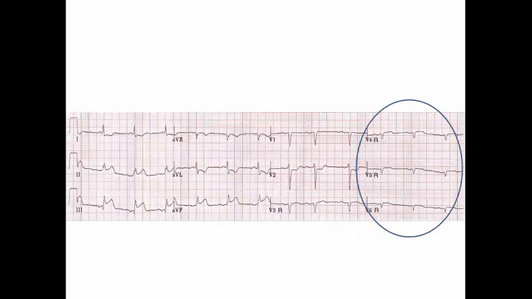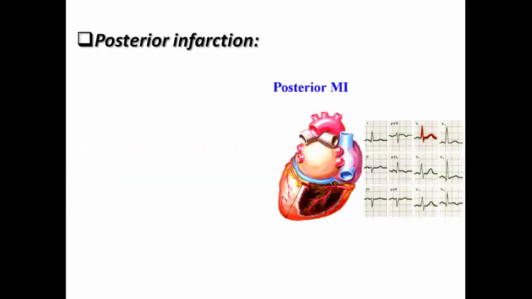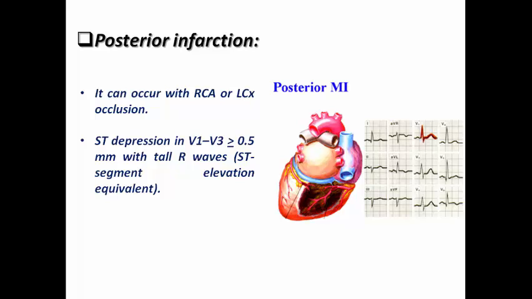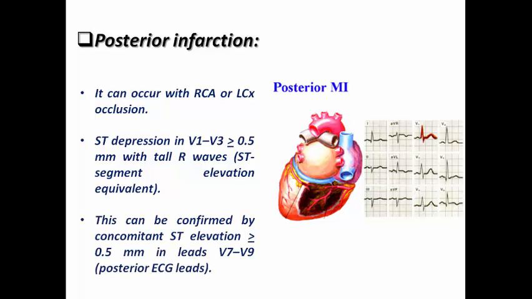And this is an example of a patient having ST elevation in the right ECG leads. Then the posterior infarction can occur with RCA or LCX occlusion, and that's why it may show a normal resting ECG despite the patient having myocardial infarction. It depends on the presence of ST depression in V1 to V3 of at least 0.5 mm with a tall R wave, and this is a sign of posterior infarction. If you put posterior leads on, they can show ST elevation. So V1 to V3 show reciprocal depression to the posterior ECG leads.